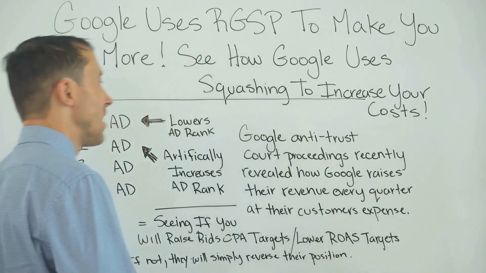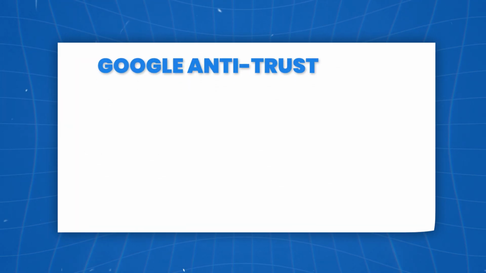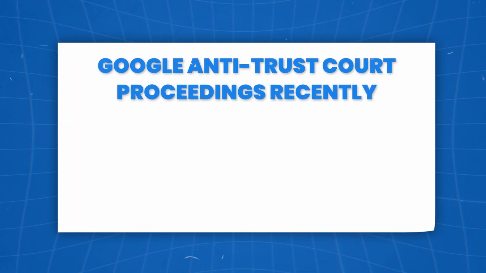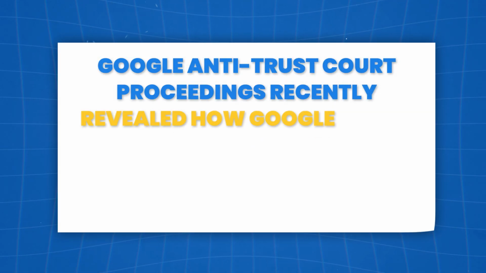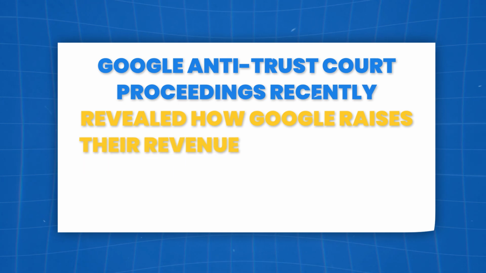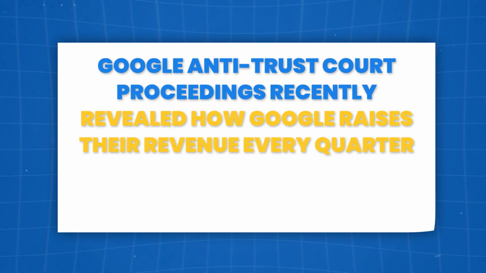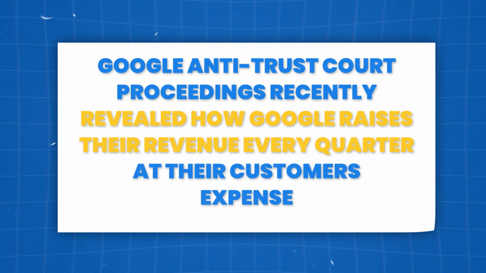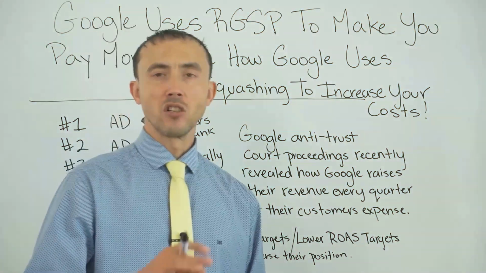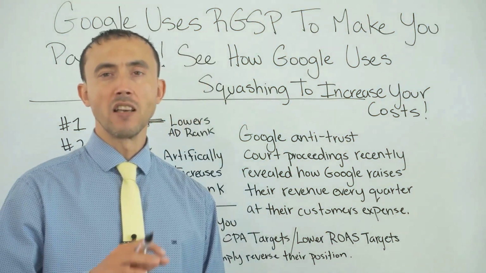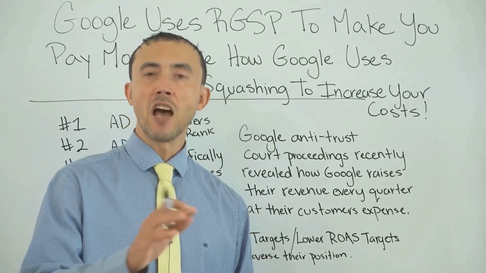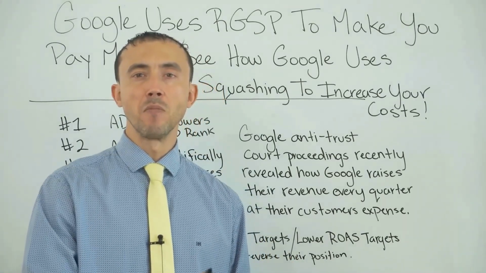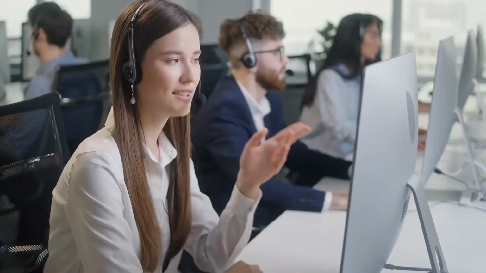So with that said, getting into it here, Google antitrust court proceedings recently revealed, because they got sued in court by the government, how Google raises their revenue every quarter at their customers' expense, the advertisers. Still to this day, Google has such a good reputation that our clients at our firm, when you tell them that Google is trying to take advantage of them, want to believe it or refuse to believe it.